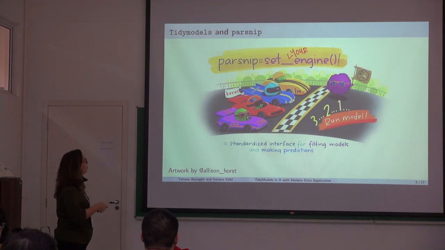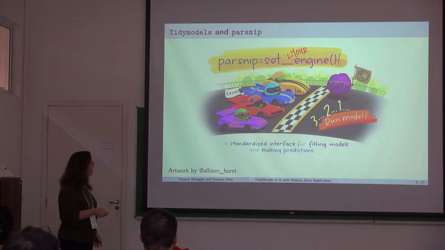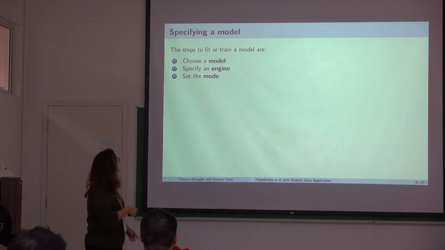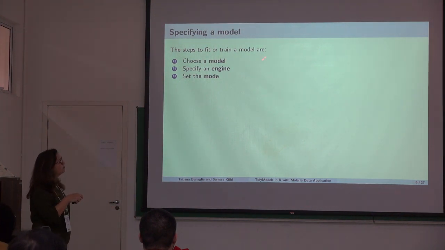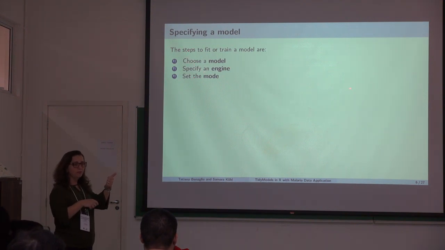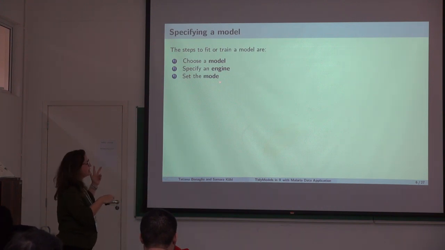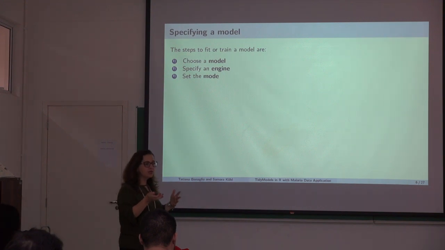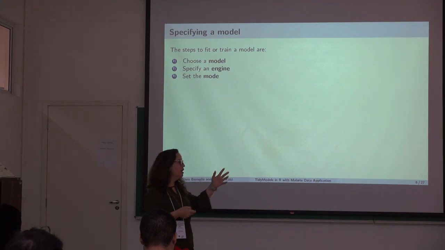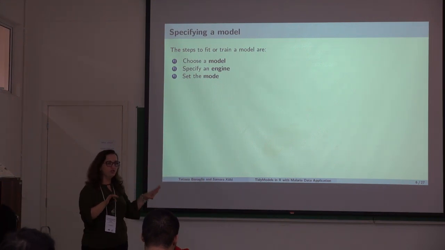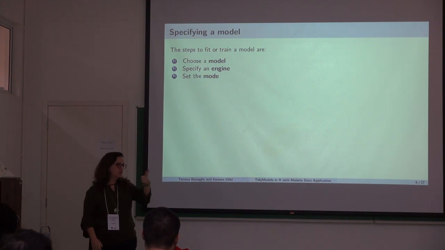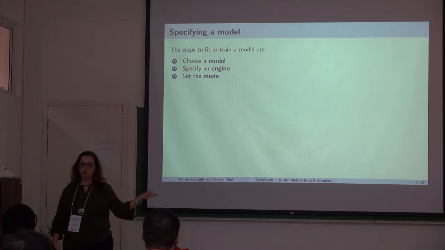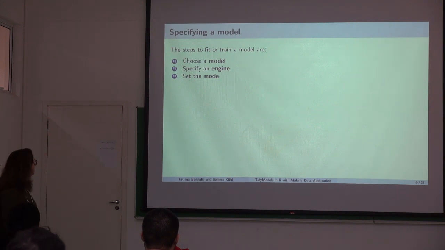Then, what is parsnip in TidyModels? It's just a standardized interface for fitting models and making predictions. That's it. So that's what you need to specify a model in TidyModels. You choose a model, you specify an engine, and you set the mode. For some models, like linear regression, the mode is always regression, so you don't need to put anything. But for random forest or decision tree, it could be for classification or regression problems. Then you have to set the mode that you want.